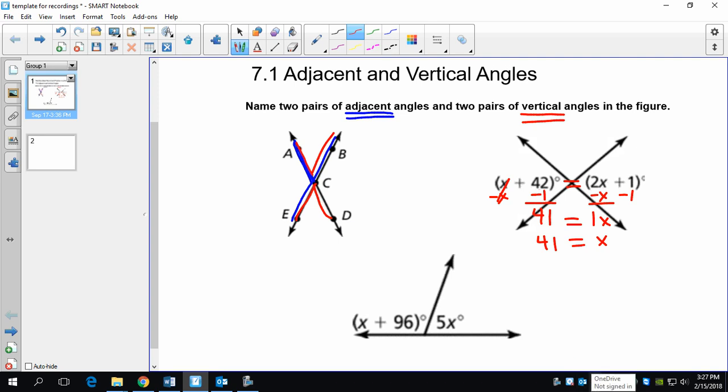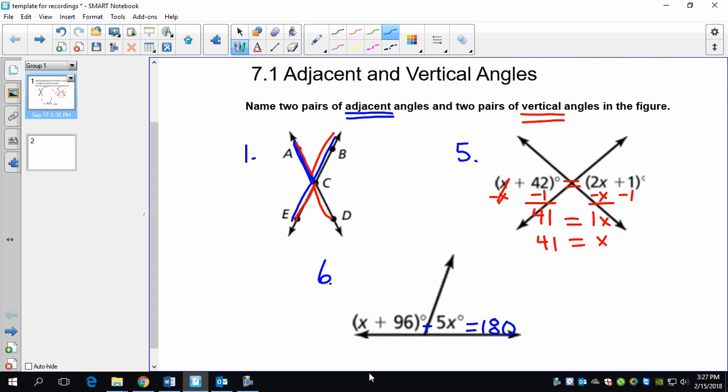For this one, and actually before I go any further, this is problem number 1, this is problem number 5, and this is problem number 6. And this is again from your Record and Practice Journal. For problem number 6, it's kind of the same deal, maybe just a smidge easier. We're going to go x plus 96 plus 5x equals 180 degrees because it's a straight line.